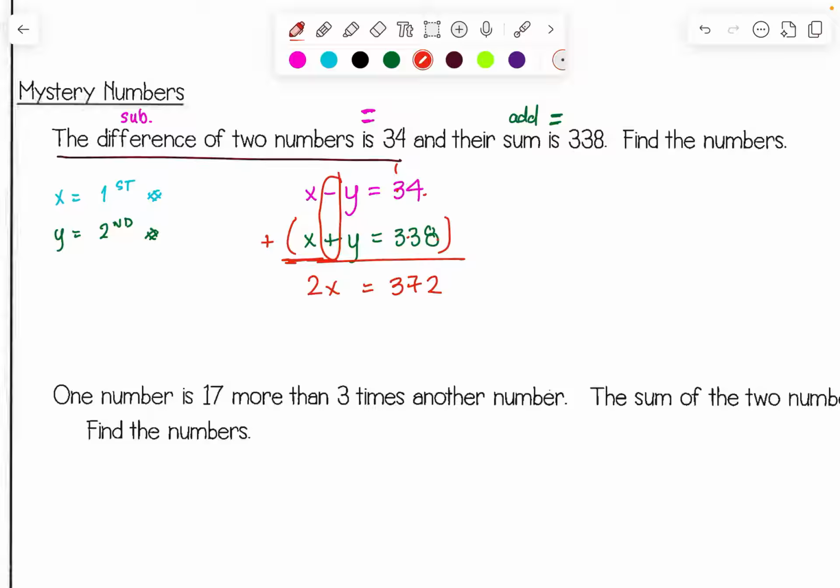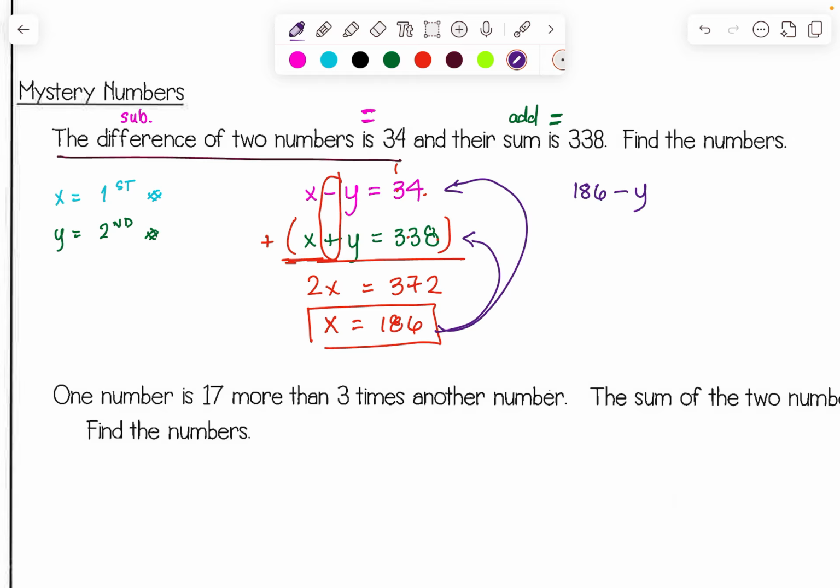Now divide both sides by 2, and x is equal to 186. That gives us the first number. Great, but we need to find the second number. So take this value, plug it into one of your equations. I'm going to choose the top equation. If you want to choose the bottom equation, that's fine, but I'm choosing the top one.